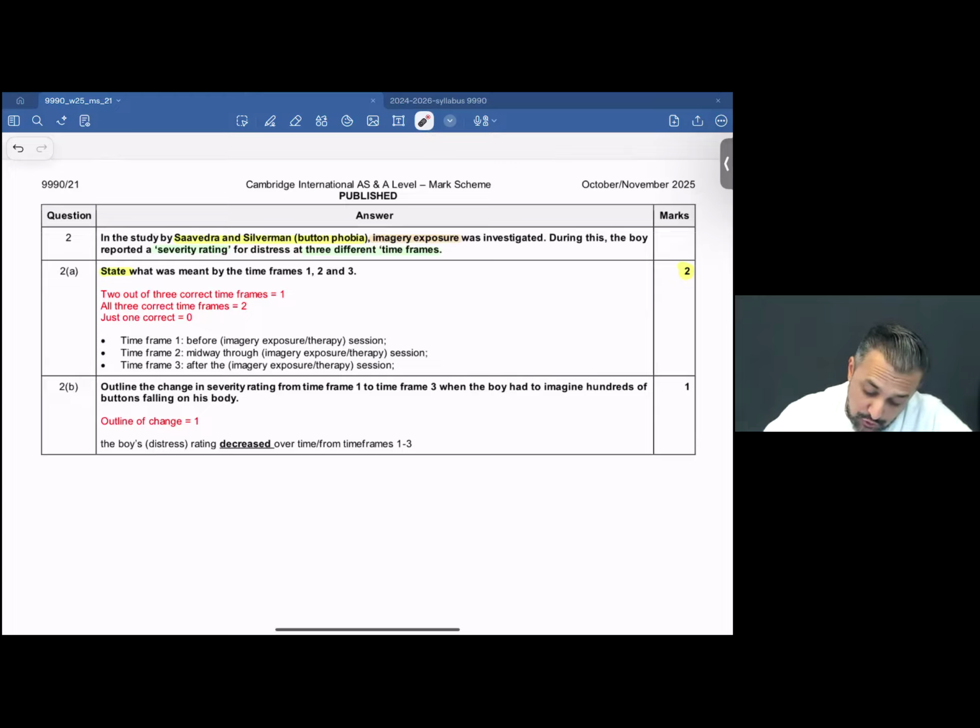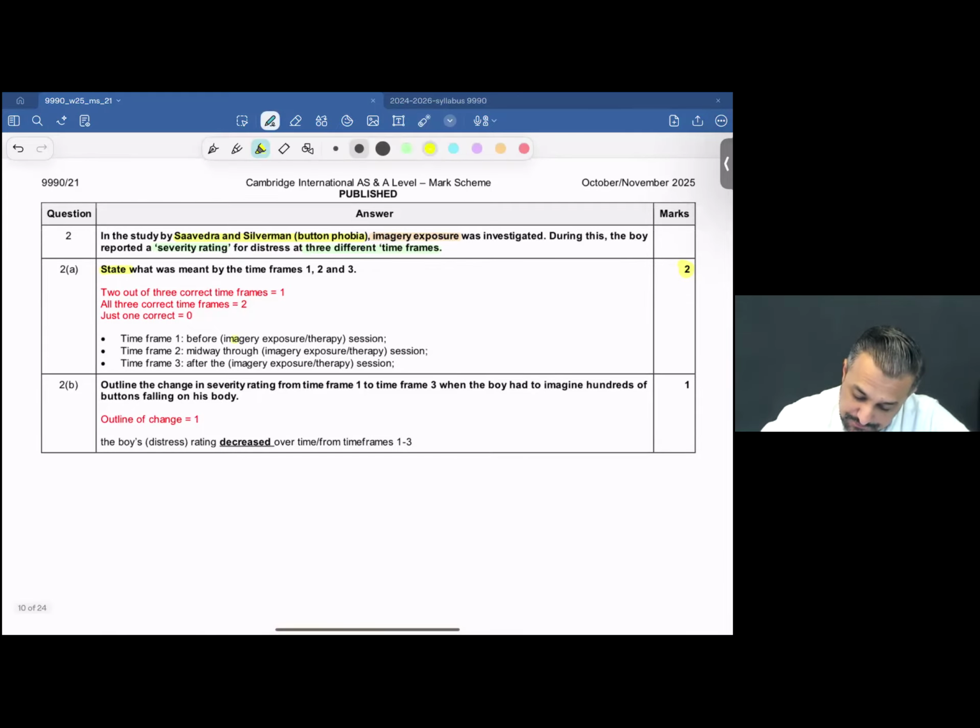Now, 2 out of 3 correct time frames. If you write 2 out of 3 correct time frames, you get 1 mark. If you write all 3 correct time frames, then only you get 2 marks. So, time frame number 1 was before the imagery exposure or the therapy session. Time frame 2 was midway through the imagery exposure of the therapy. And time frame 3 was after the imagery exposure of the therapy.